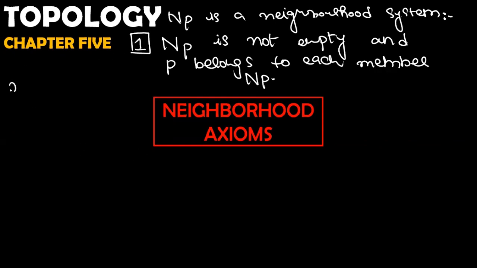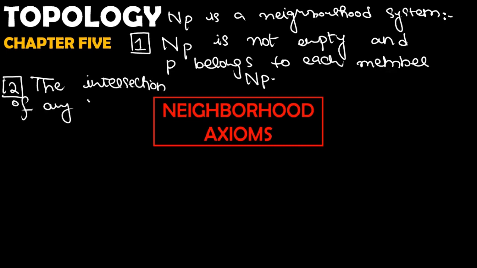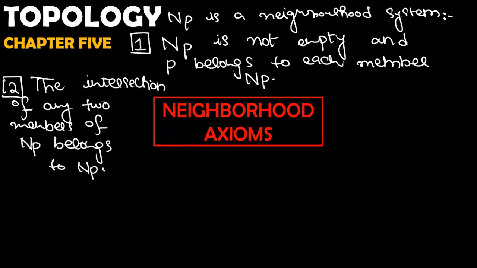Our second axiom is that the intersection of any two members of NP belongs to NP. It means that if I have two neighborhoods of a point P and I take their intersection, I again get a neighborhood of the point P. This is a very interesting fact.